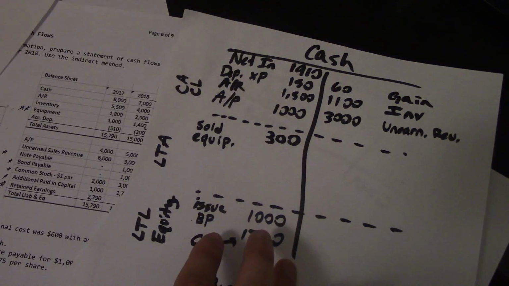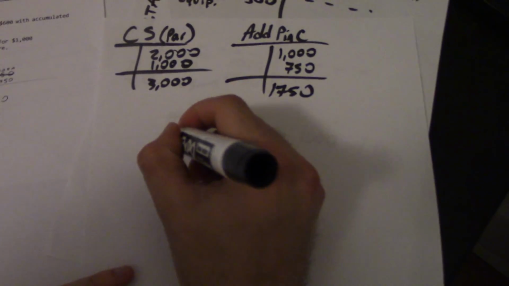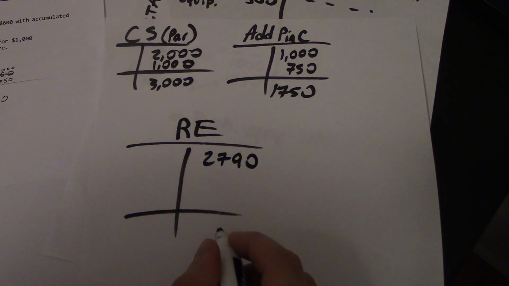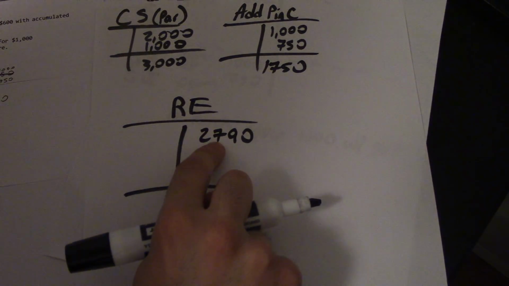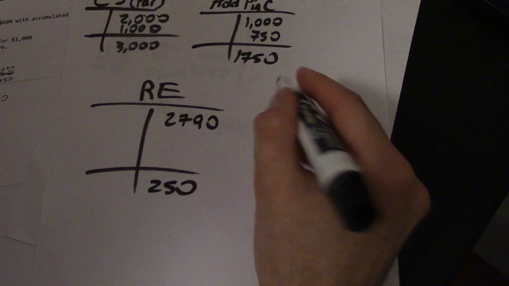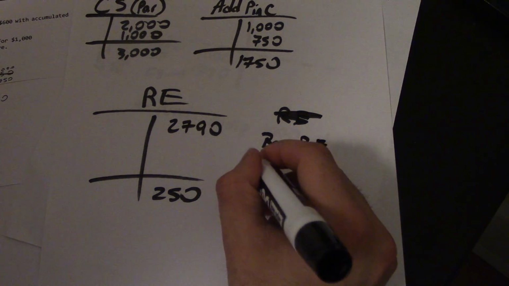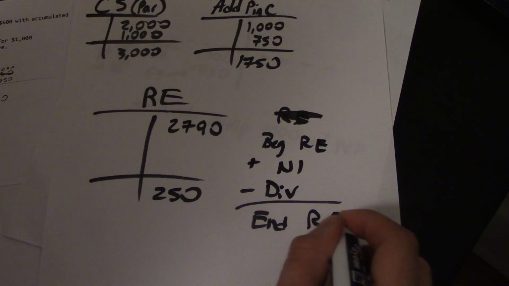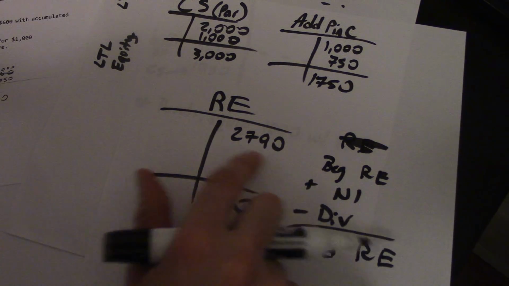And finally, I believe, our retained earnings. We began with $27.90, ended with $250. Retained earnings. Again, it's an equity section, so we'll just keep it as a credit. There we go. So here's our beginning retained earnings, ending retained earnings. Now, if you remember the equation, we've got our beginning retained earnings plus net income minus dividends equals ending. There's our equation. So beginning, ending, we're going to add our net income, subtract our dividends.